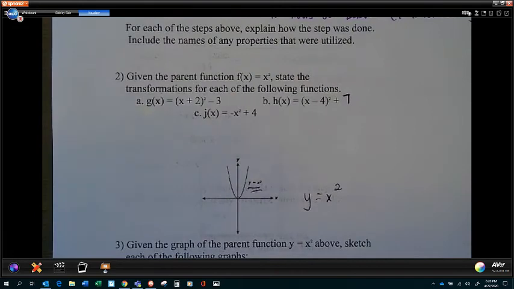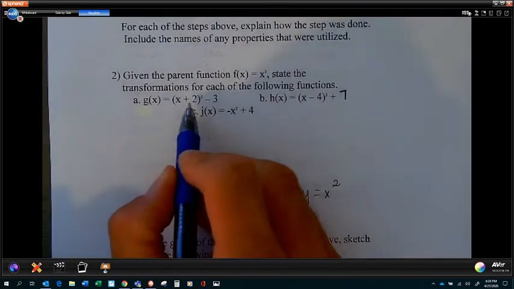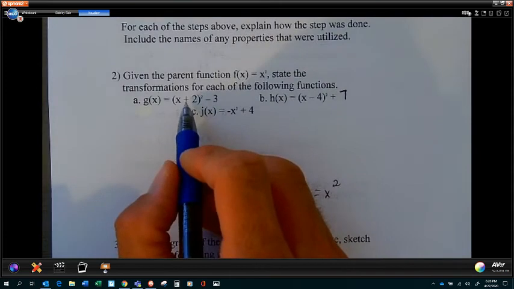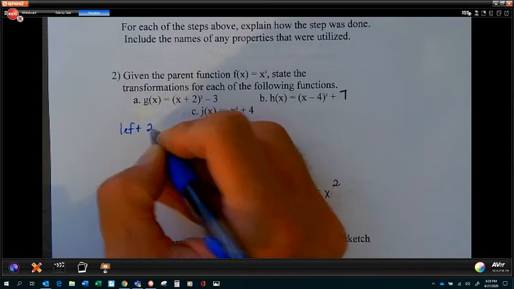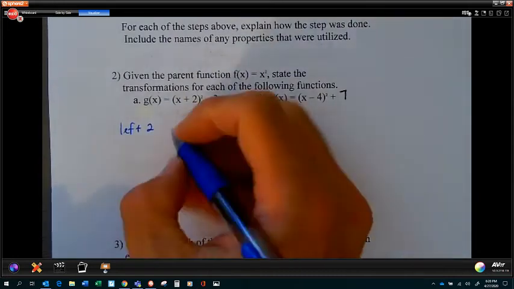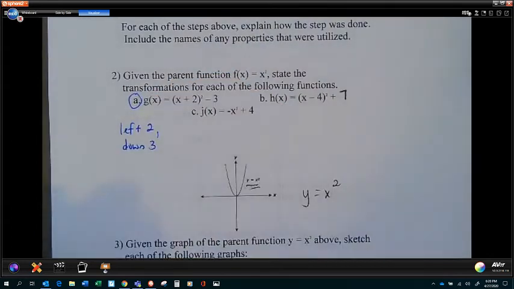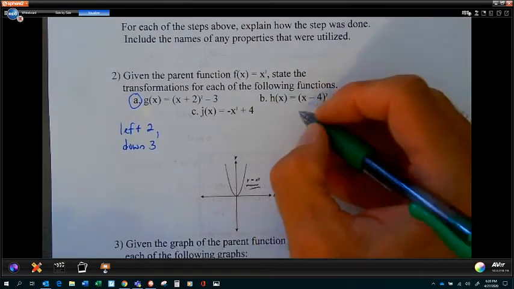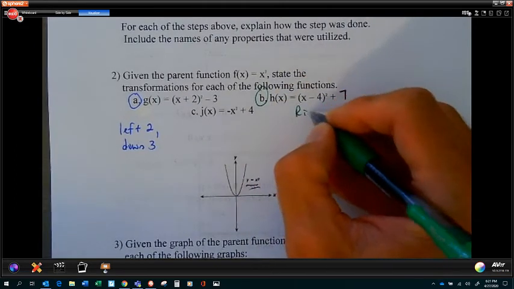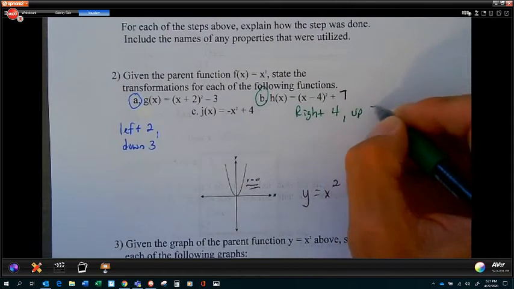This first one is going to go left 2. Remember, anything on the inside in the vertex form is going the opposite direction. So that's going to go left 2 from the parent function, and then we're going to go down 3. And that is A. The B, we look inside, we're going to go to the right 4, remember the opposite, and up 7. So for B, we're going to go to the right 4, and then up 7.